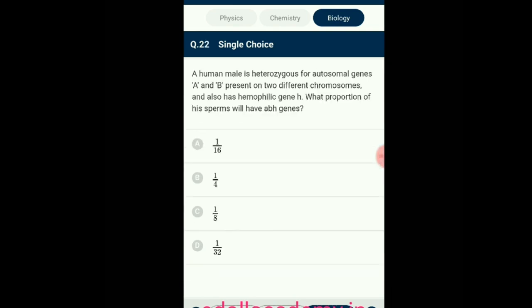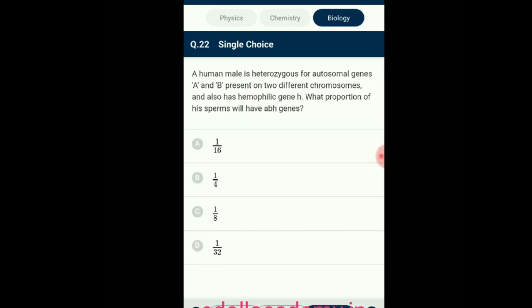Question number 22. A human male is heterozygous for autosomal genes capital A and capital B present on two different chromosomes, and also has the hemophilic gene small h. What proportion of the sperm will have small a, small b, small h genes?